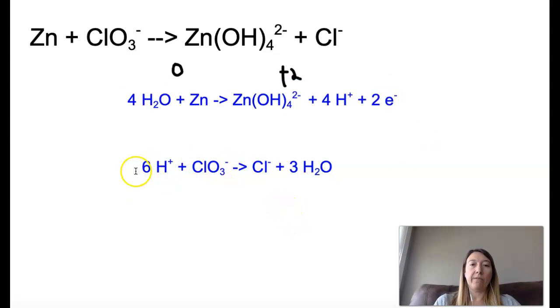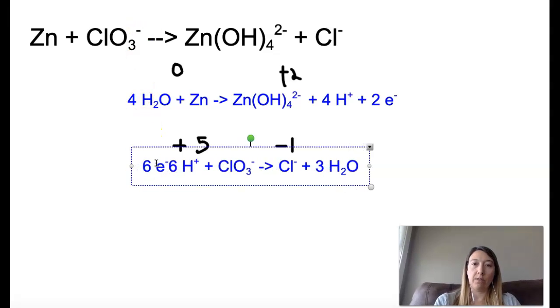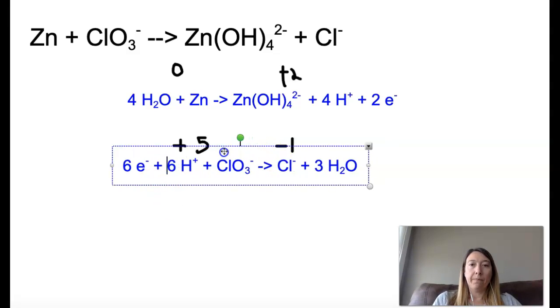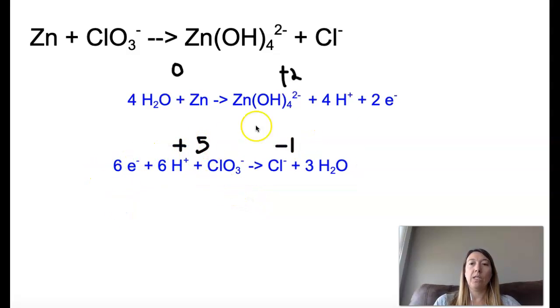Okay, this one here, we have 6 positives and a negative, so we are sitting at +5 on the left side. We look over at the right side, this has a negative, that has nothing, so this is a -1. So to get +5 down to -1, we have to add 6 electrons. Okay, so now we brought the 5 down to the -1.